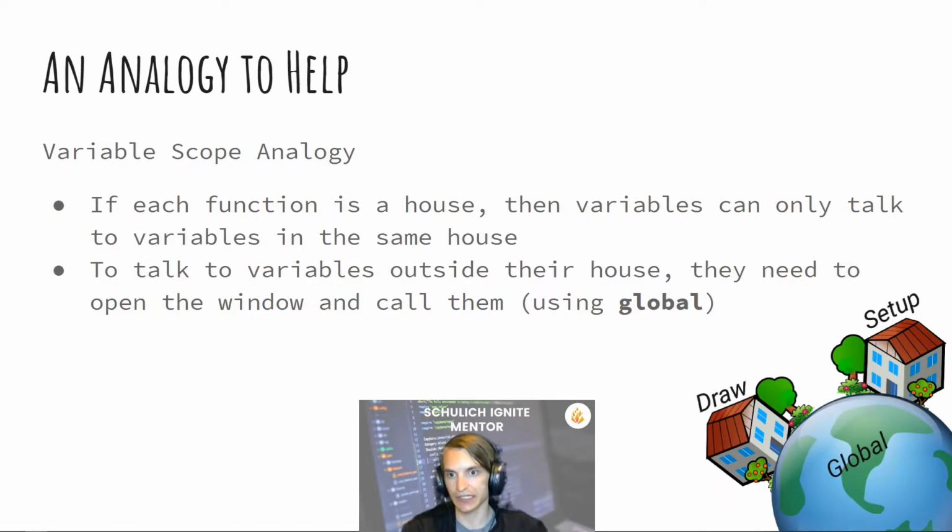So again, that has the potential to be very confusing when it's abstract, so we have an analogy that's hopefully helpful. Each of setup and draw is a bit like a house. Variables can only talk to variables in the same house, and commands can only use variables in the same house, and only where they've already been addressed. We already know who we're talking about. In order to talk to variables outside of the house, or in the global scope, we need to effectively open up the window or the door of our house and call outside. And we do that using the keyword global.